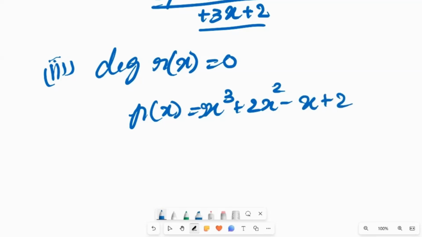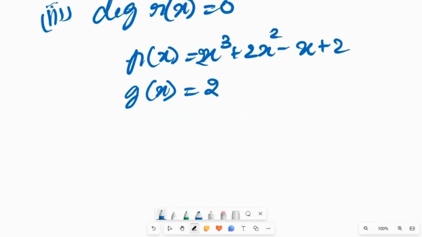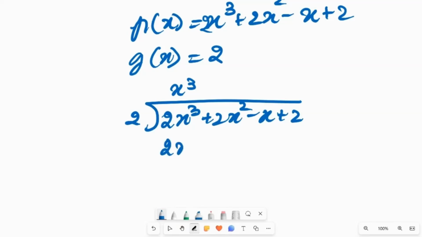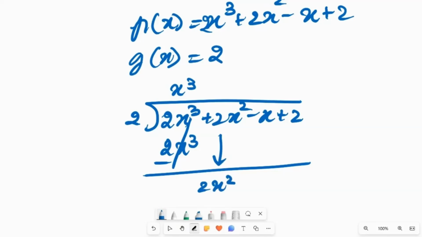Let's take the divisor as a constant term, same 2 here. So if I divide 2x cube plus 2x square minus x plus 2 by 2, same procedure. What is the term that is to be multiplied to g of x to get first term of p of x? So I'd multiply x cube, right? So x cube, now multiply all the terms with the term, change the sign, add, bring the next one down, 2x square. The term that is to be multiplied to 2 to get 2x square is x square, so x cube plus x square here, quotient.